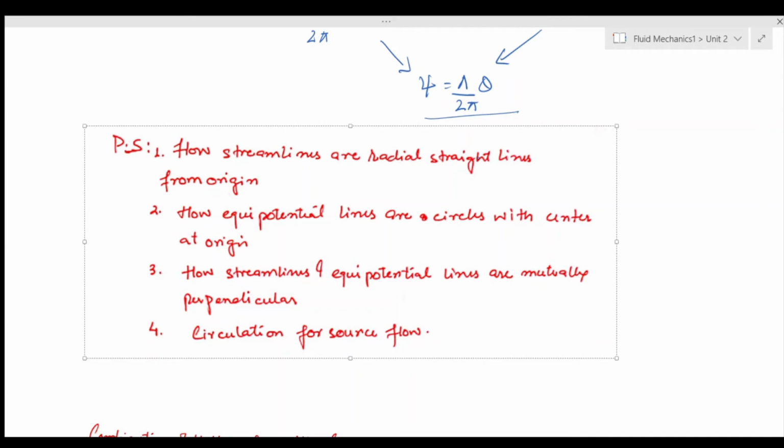Third point which may be asked, which you need to see, is how streamlines and equipotential lines are mutually perpendicular. That's the third point you need to see.